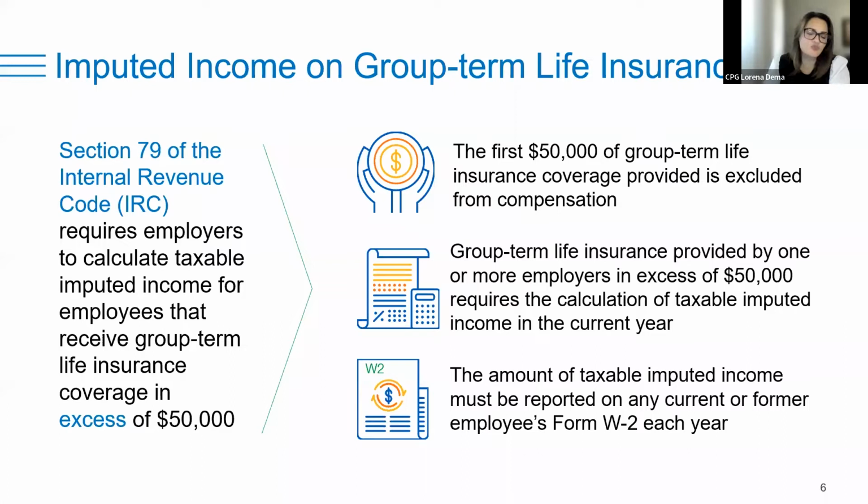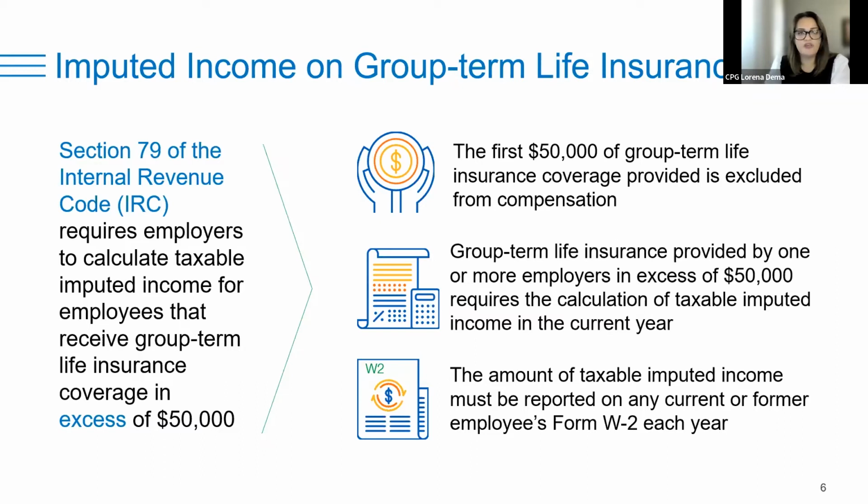So what I mean is 2022. We're reporting 2022 data. And of course, the amount of taxable imputed income must be reported on any current or former employee's Form W-2 each year. What I mean when I say former is any employee that has worked at your particular organization at a given time within 2022. If they incur imputed income, that must be reported on the W-2.